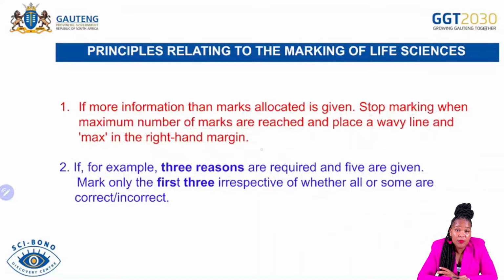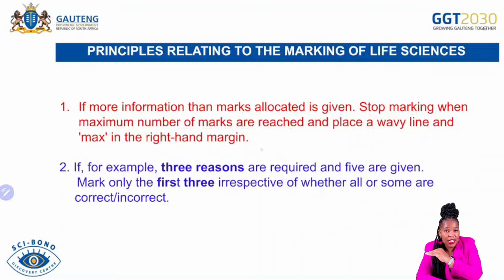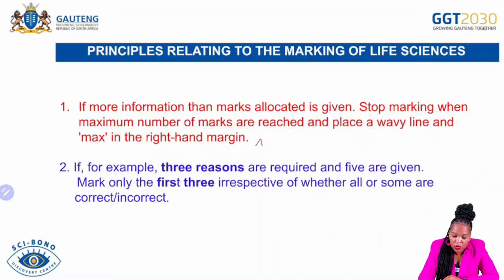So sometimes you are asked to explain something, and you are only asked about a particular portion of a process, and then you describe the entire process. We are not going to mark your entire process and give you more marks than those that were asked for. So we are only going to mark up to the maximum number of marks needed from the question, and then we are just going to put a wavy line like this, and then write that you've reached your maximum.